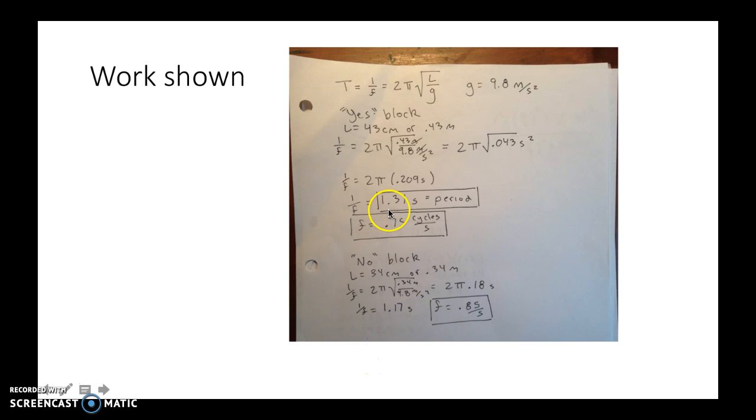Next, we have the no block. This had a shorter length of 34 centimeters or 0.34 meters, and I found the period, which I didn't box, but the period is right here, to be 1.17 seconds. So if I move the base stick with a slightly quicker period, it'll cause the no block to move.